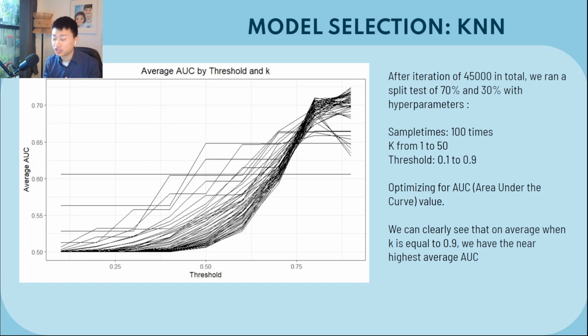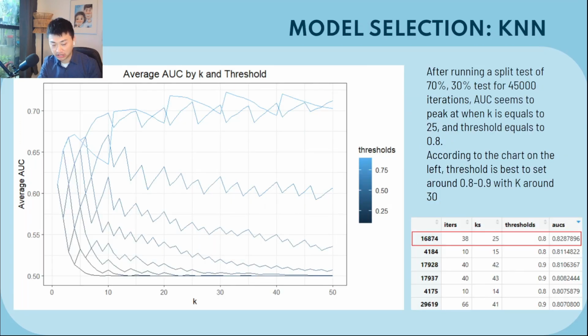We ran this iteration 45,000 times in total with a 70% and 30% split. We found that optimizing for AUC, which is also optimizing for both sensitivity and specificity, we got the best area under the curve of about 0.8 to 0.9. Those are the hyperparameters we're going to use when choosing models to predict future data sets.